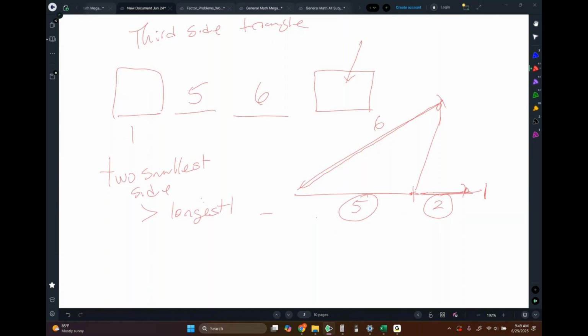Isn't it like the triangle theorem? It is, yeah. It's the third side theorem. I think it has different names. Yeah, third side of a triangle.